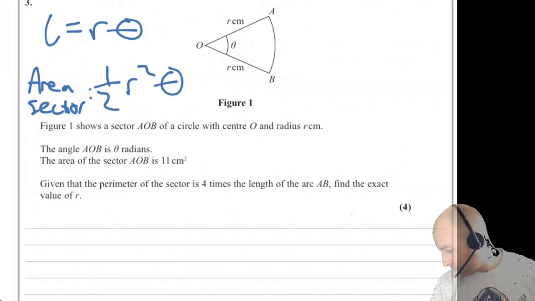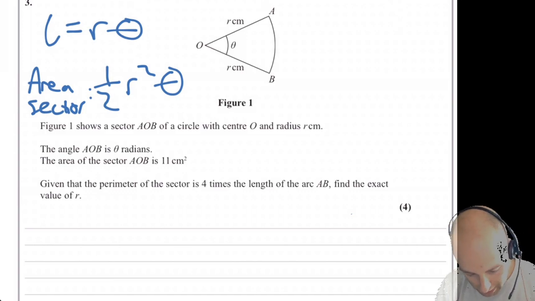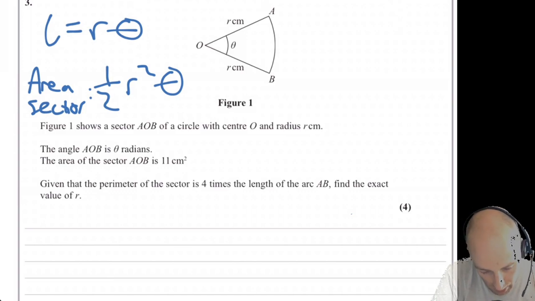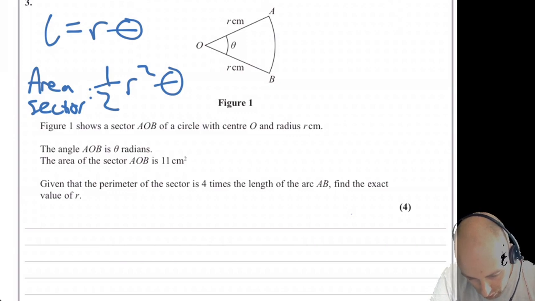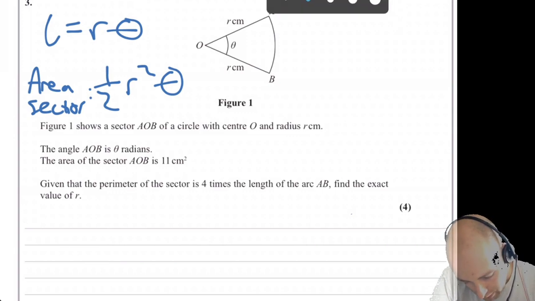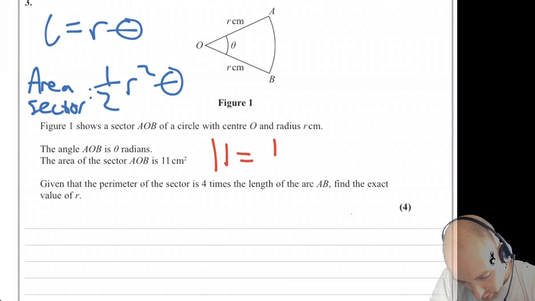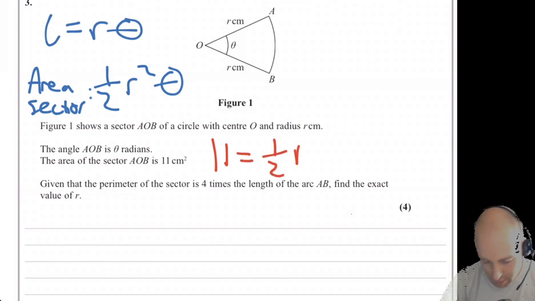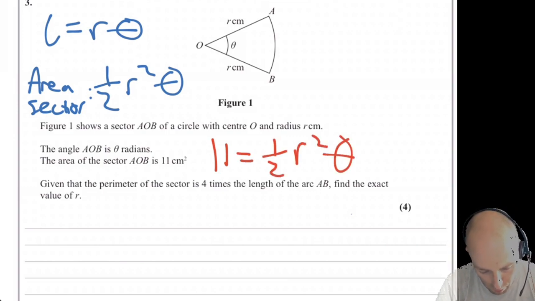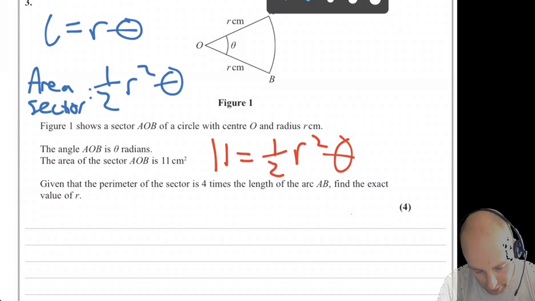Cool. Right. Maybe that was a bit tight for time, but let's give it a go. So we're told the area of the sector is 11. So I can say 11 is half r squared theta. But that doesn't really help me because I've got two unknowns. So we also know the perimeter is 4 times the arc length. Okay, that does give us some help.